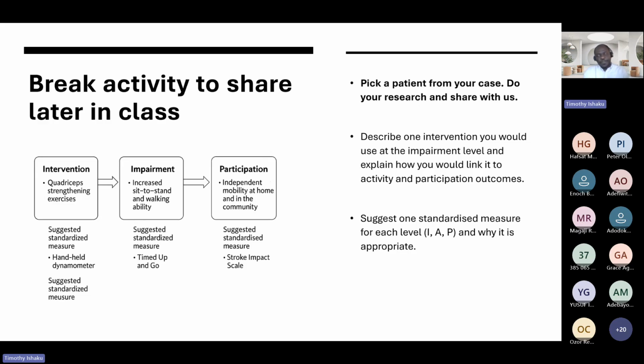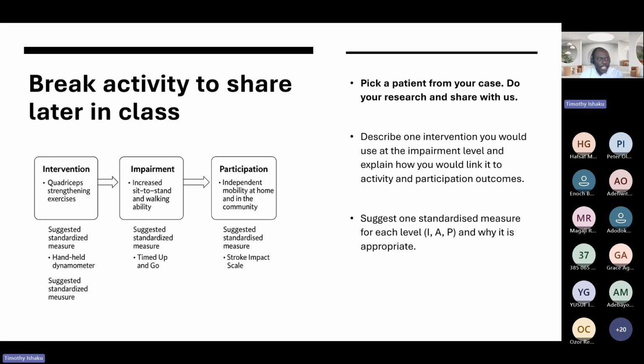If you are assessing weakness at the impairment level, you can use a handheld dynamometer as an example. At the activity level, you can use the Timed Up and Go test as an example. You don't have to include participation, but at the participation level, the Stroke Impact Scale is an example. And then we can convene back, and when we come back, we'll look at that.